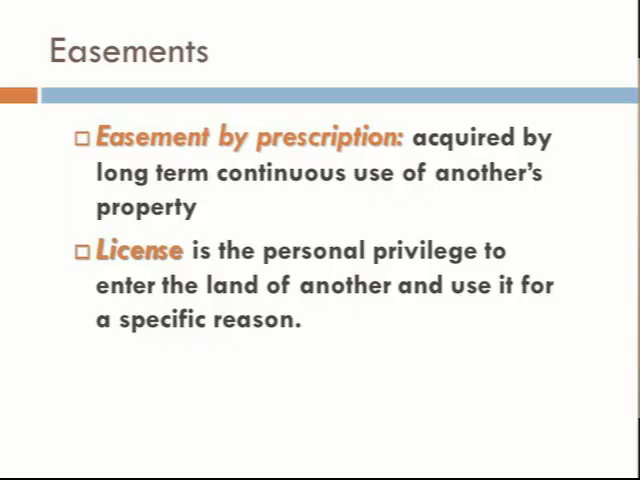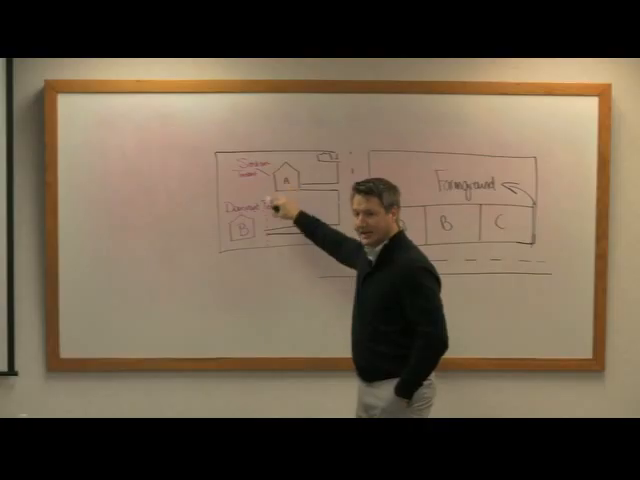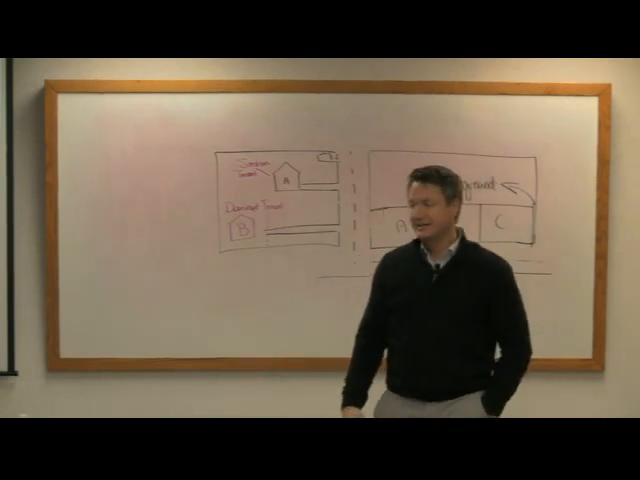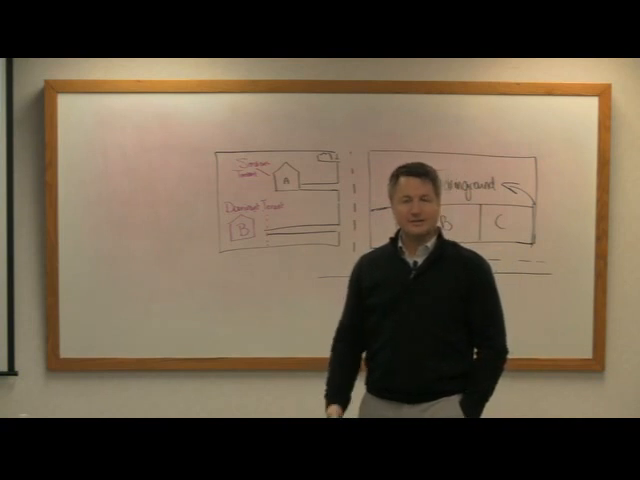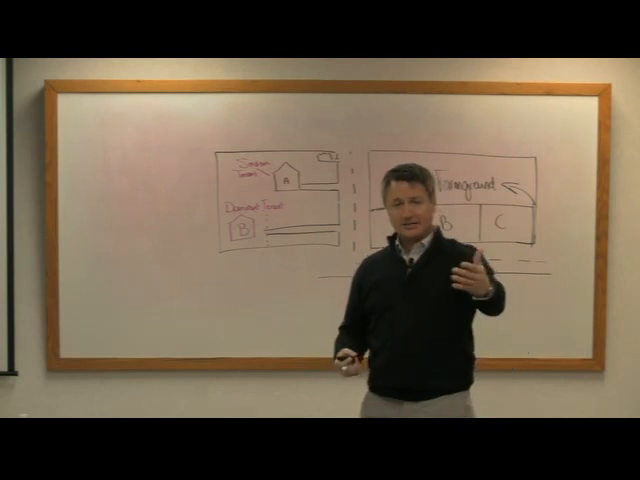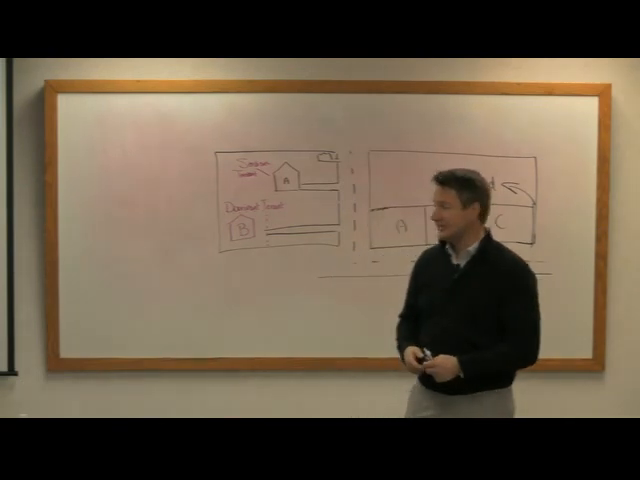An easement by prescription is something that we've seen earlier too. That's acquired by a long, continuous use of another's property. An easement in gross belongs to an individual or a legal entity. We're not going to see that in this type of scenario. An easement in gross is going to be something like a billboard. Driving up and down the interstate, you'll see billboards that are on people's land. They're in pastures, they're on farm ground. That's an easement in gross.